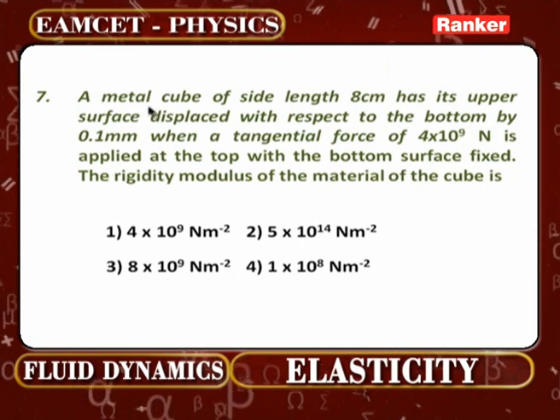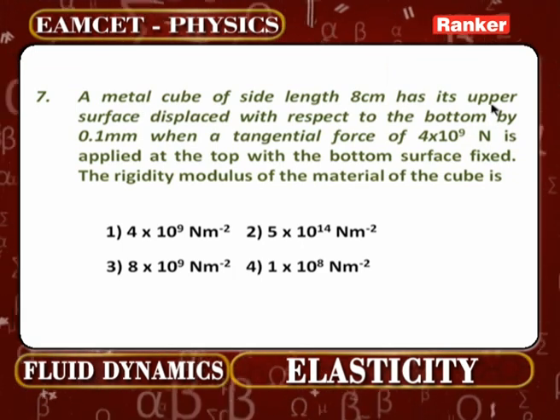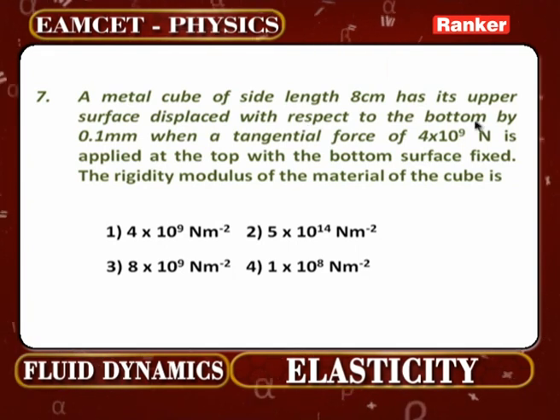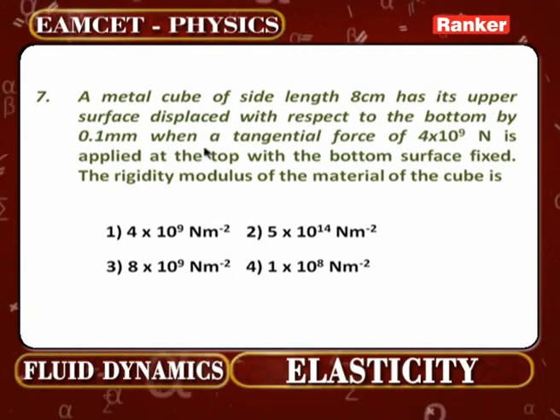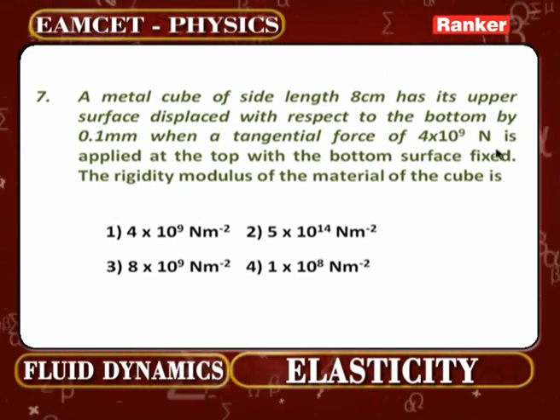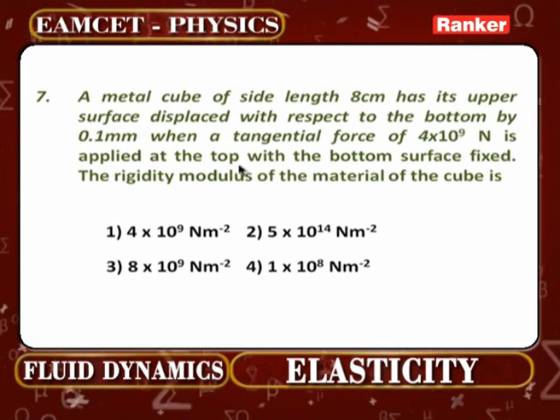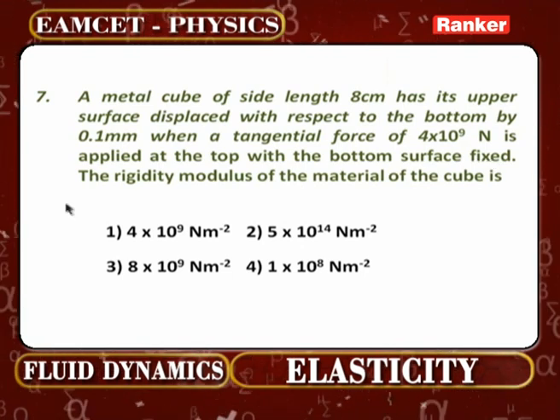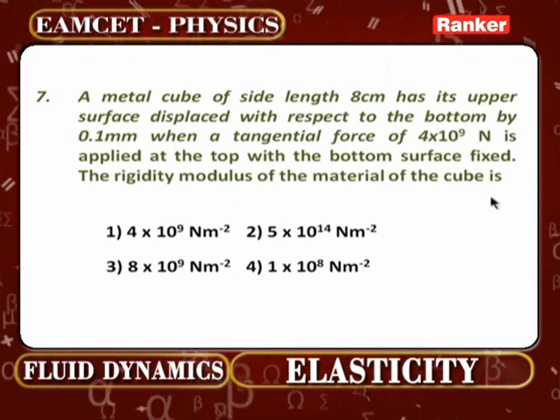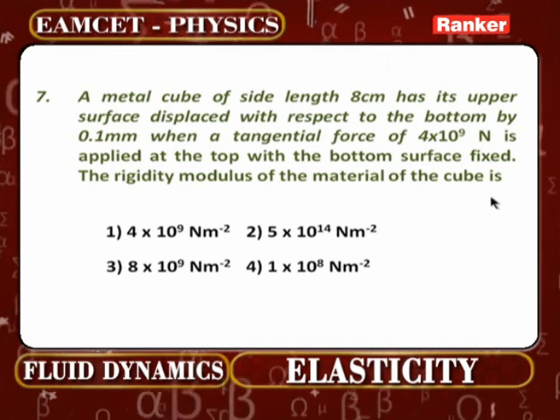Now let us check the very next problem, that is problem number 7. A metal cube of side length 8 centimeter has its upper surface displaced with respect to the bottom by 0.1 millimeter when a tangential force of 4 into 10 power 9 Newton is applied at the top with the bottom surface fixed. The rigidity modulus of the material of the cube is how much? That is the concept over here.